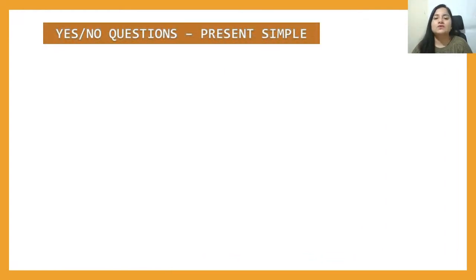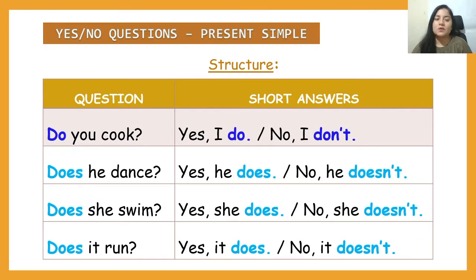Yes? Now, we are going to analyze some grammar. For today, our grammar part is to know how to answer yes/no questions. And today we are going to focus on short answers. In which tense? In present simple. So pay attention to the structure. Here I have the structure. We have the question and also we have the short answers. We have two short answers, yes and no.